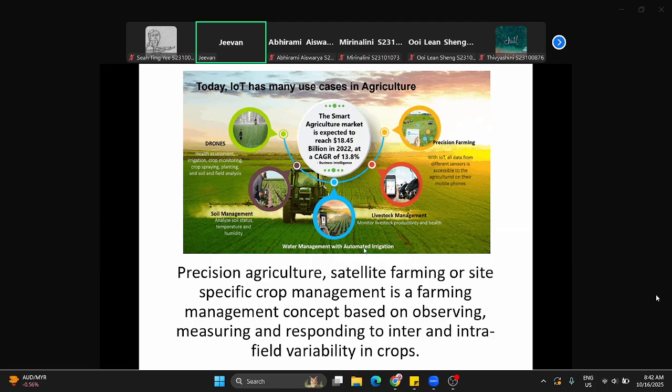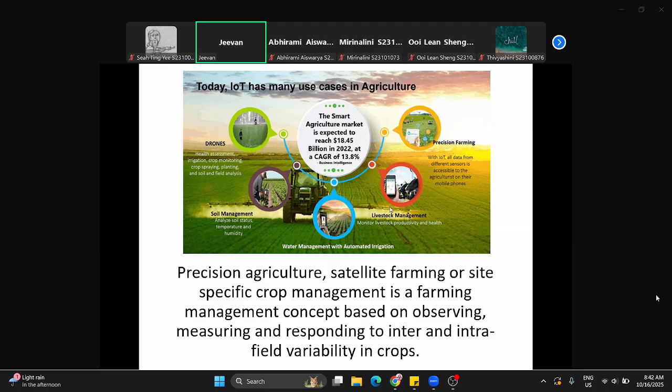So water management with automated irrigation. This was what I was telling. For example, let's say the sensor here in the soil, at the soil management, shows that the soil is having lesser water humidity. So it will relay the signal to the server and the server will switch on irrigation and water will be supplied to the plants. Okay, so this is automated irrigation.